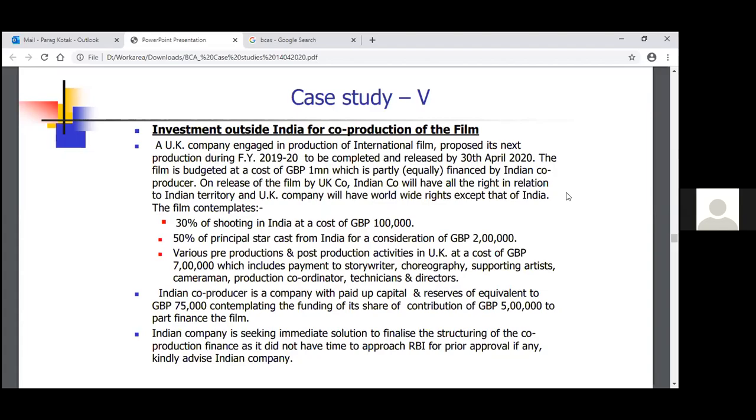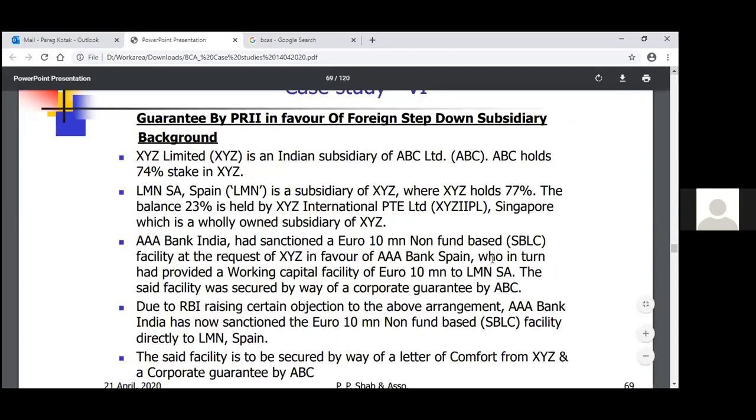Next case study, 6, please. On slide number 69. Parag, go to 69. I'm on 16. 69. That's right. I'm on 69 right now, but I'm not able to see 69. Yes, now it is moving. It is moving now. Yes.